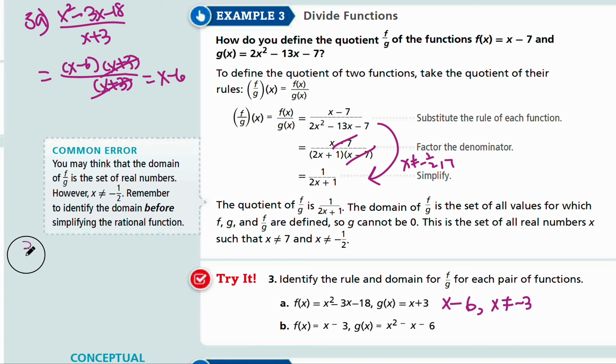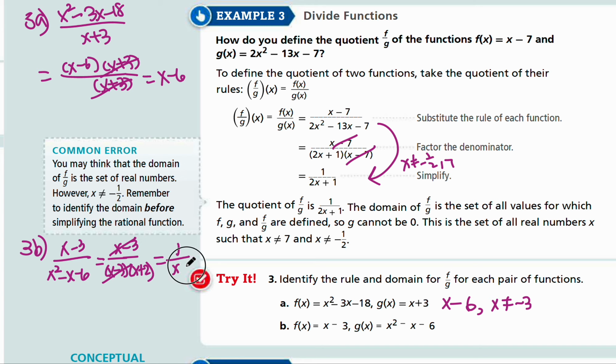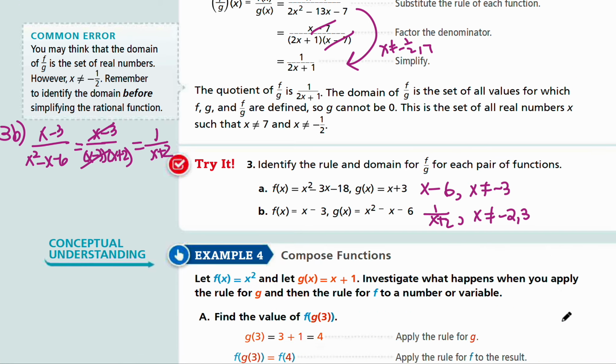And then 3b, we're going to divide x minus 3 divided by x squared minus x minus 6. And that's equal to x minus 3 divided by x minus 3 times x plus 2 if you factor it out. Now you can cancel them, and you have 1 over x plus 2. So the answer to part B is 1 over x plus 2, where domain is all real numbers except negative 2 and 3. All right, that was example 3. Let's look at example 4.